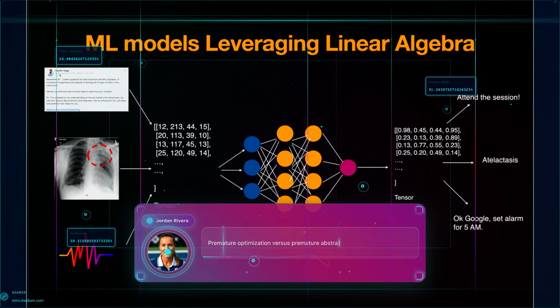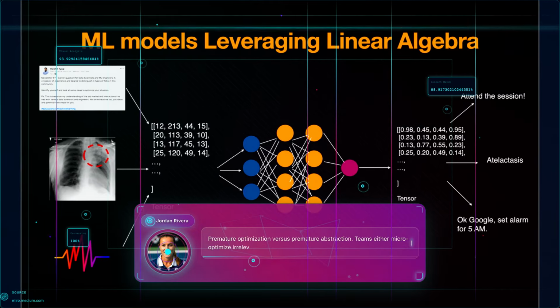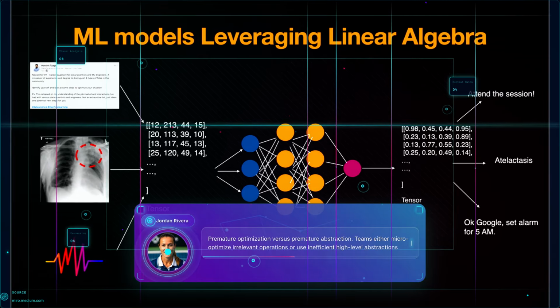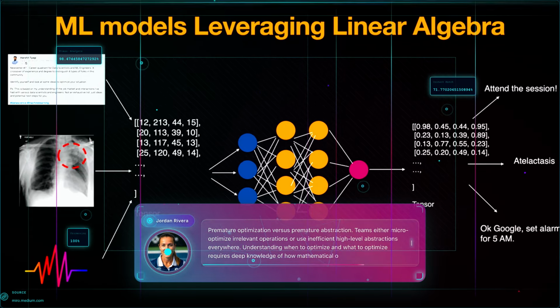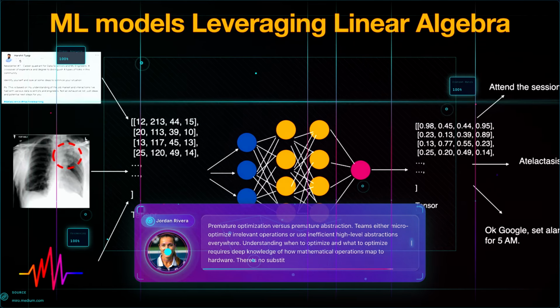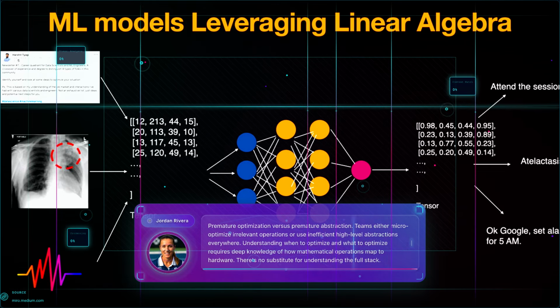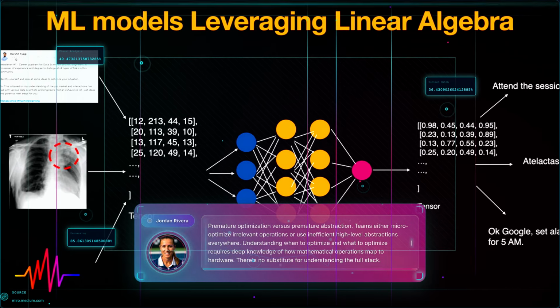Premature optimization versus premature abstraction. Teams either micro-optimize irrelevant operations or use inefficient high-level abstractions everywhere. Understanding when to optimize and what to optimize requires deep knowledge of how mathematical operations map to hardware. There's no substitute for understanding the full stack.